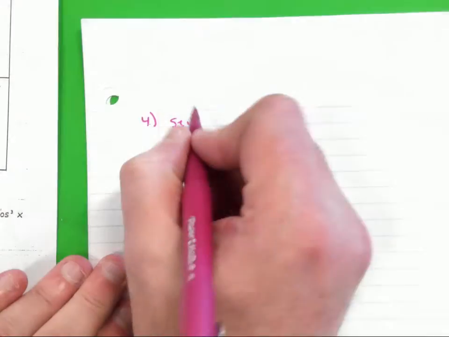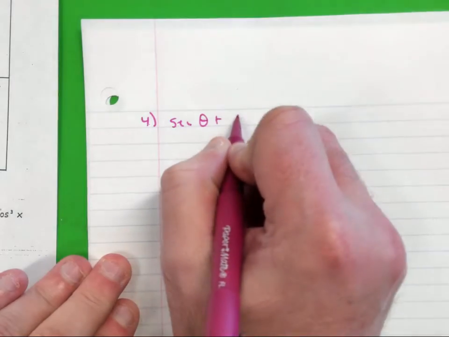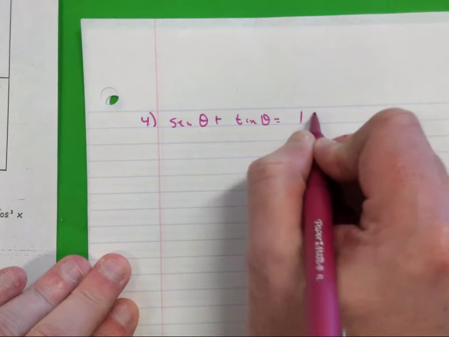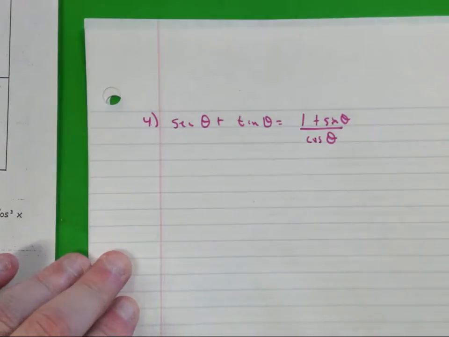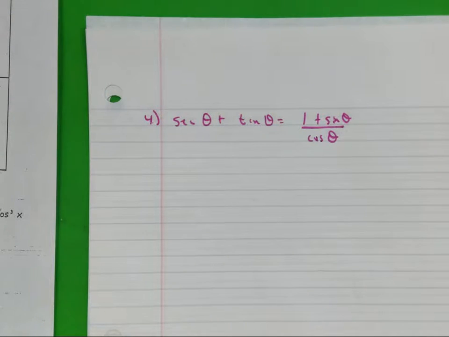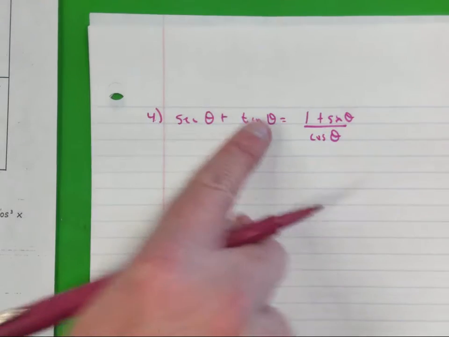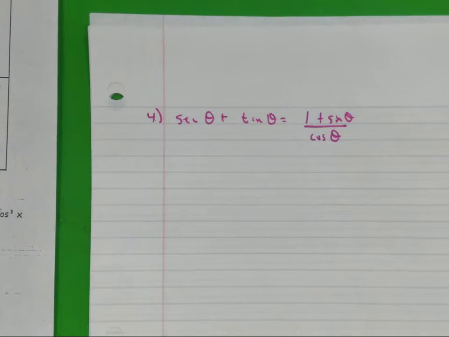Now let's look at number 4. Secant theta plus tangent theta equals 1 plus sine theta over cosine theta. You're probably thinking the right side looks more complicated. But what's in the right side? Sine and what? That's pretty basic. You can't break that down anymore, can you? But can you break secant and tangent down? Yes. So that's what we want to do.